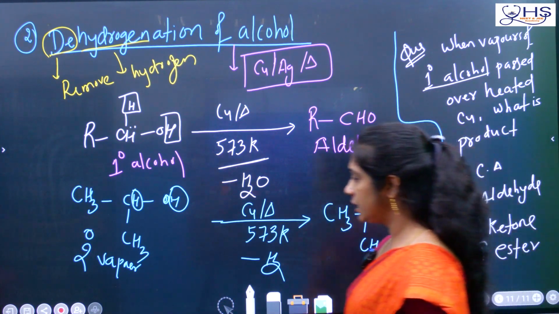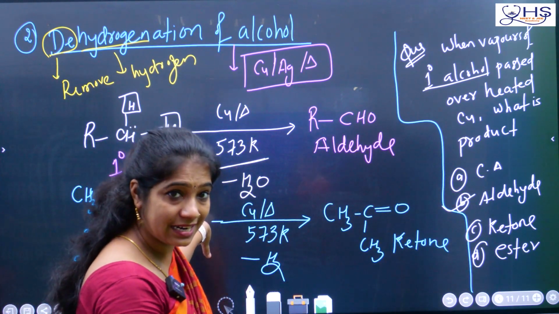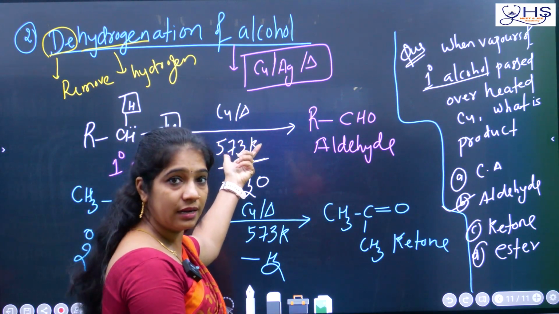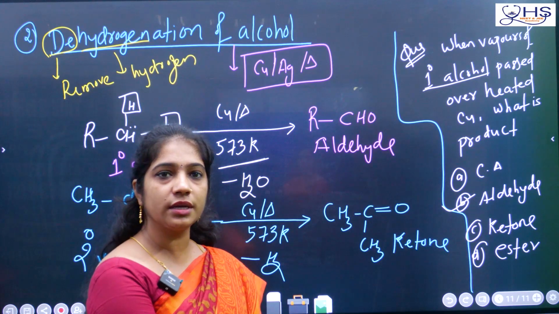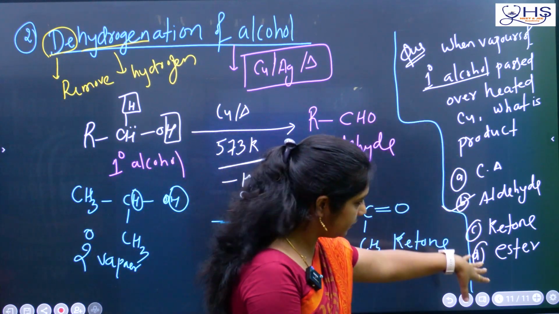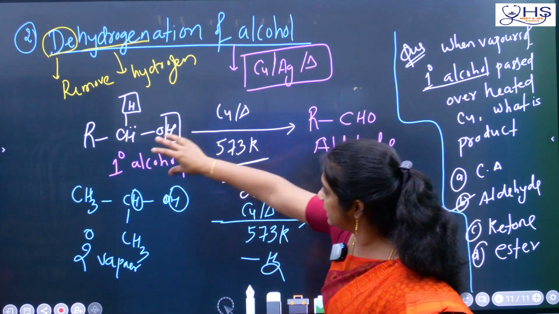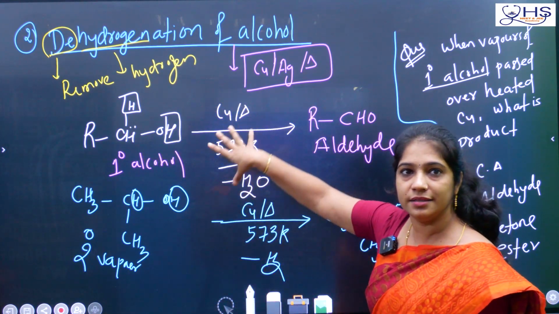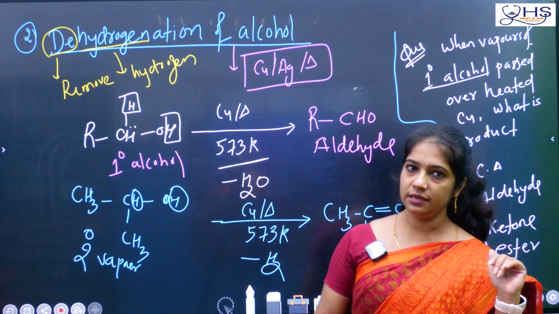So one more way they can ask you, children. One more way, they can give you the left side reactant, the arrow mark and the reagent, and ask you to write the product. So that way also they can ask you. One way is this way. Another way, this part will not be there. They will give you simply the reactant, the arrow mark and the reagent, and ask you to write the product. So what is the product in the following equation, like that.